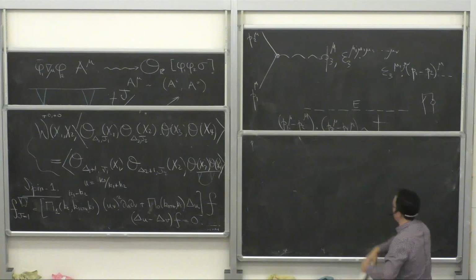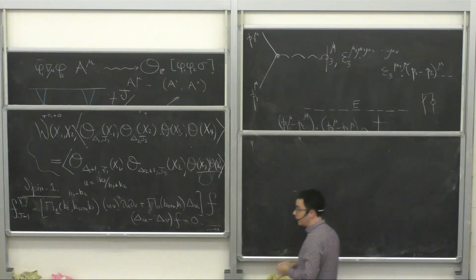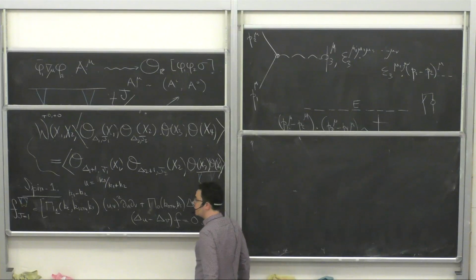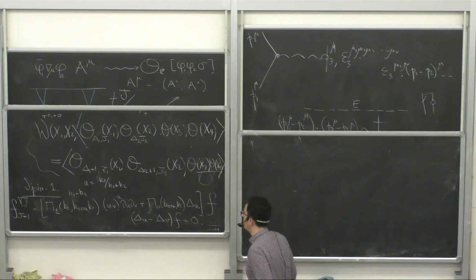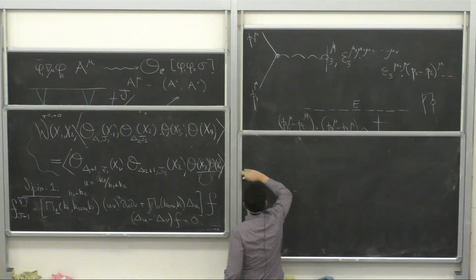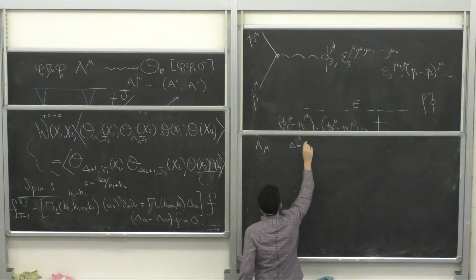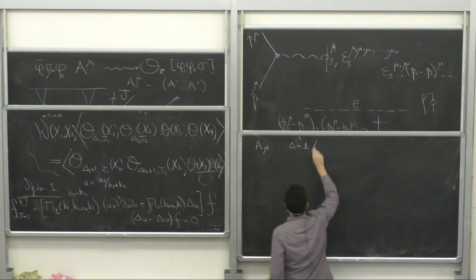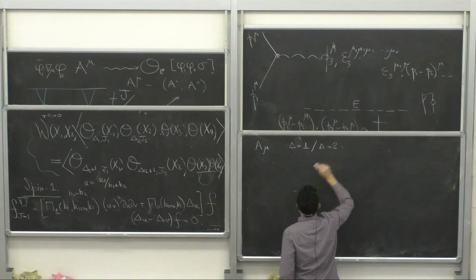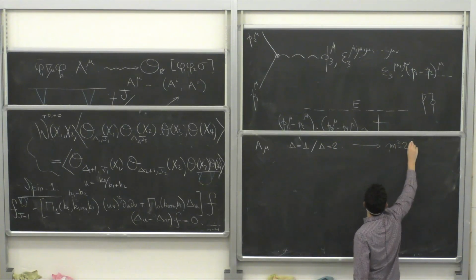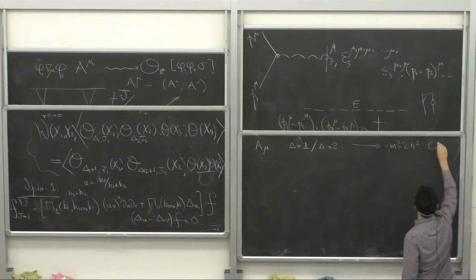Let me give you an example. Let me do photon exchange, okay? Four scalars exchanging a massless spin one particle. The photon, A mu, has delta equals 1 or delta equals 2, just like the conformally coupled scalar. Same dimension as the conformally coupled scalar.